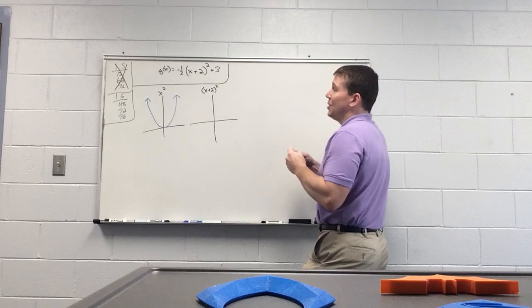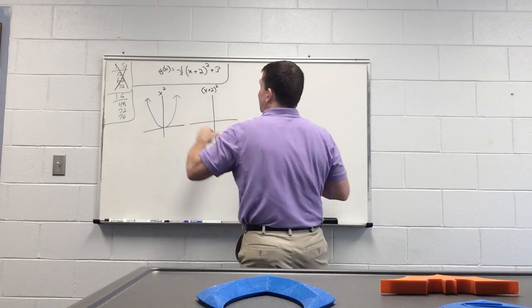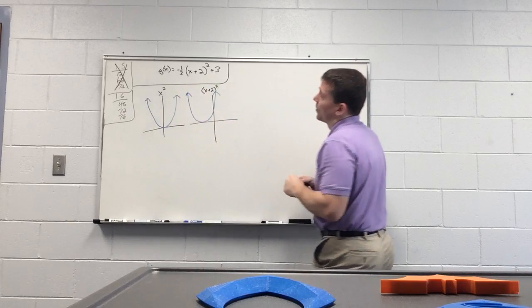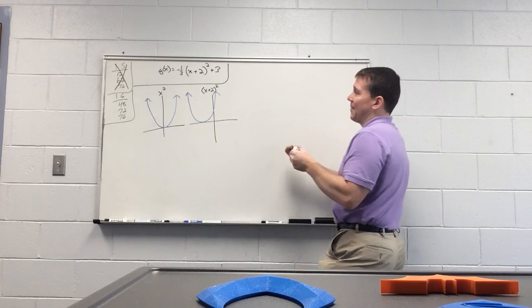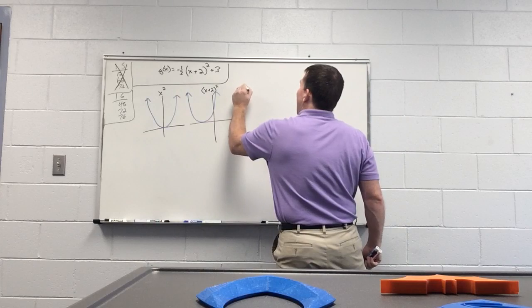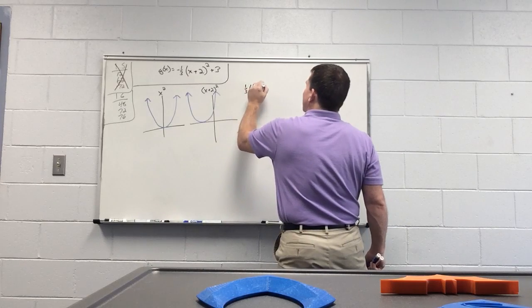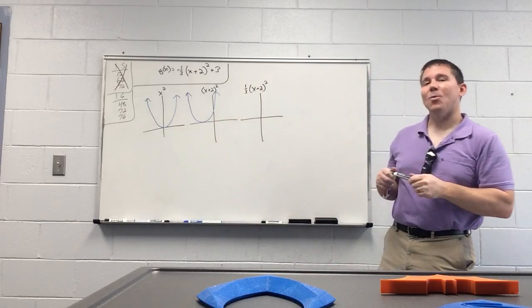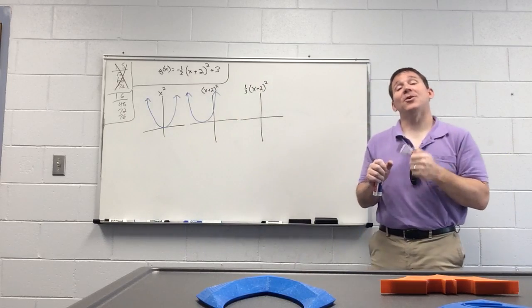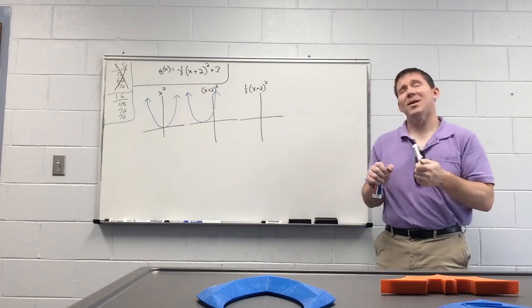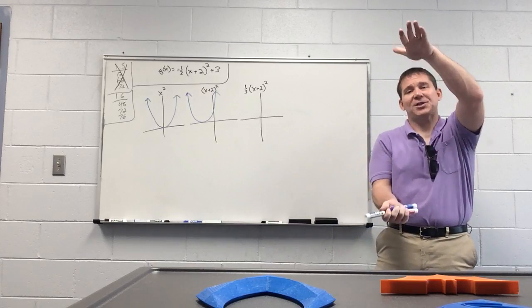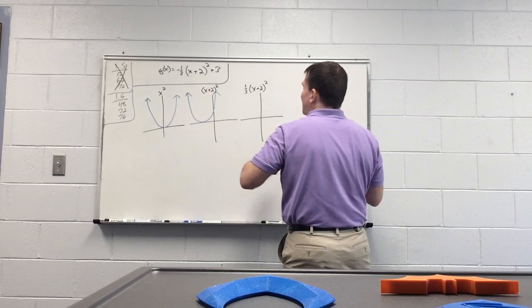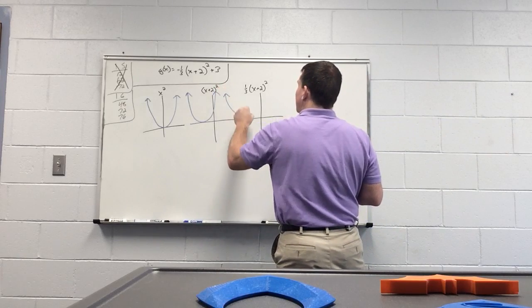What does adding 2 do? Adding 2 shifts me 2 to the left, and my graph looks like that. But I don't have x plus 2 squared. I have 1/3 x plus 2 squared. What does multiplying by a 1/3 do? That's a vertical stretch or compression. Since 1/3 is less than 1, it's a compression. It flattens it out, which in this case means my parabola gets wider. So we'll just do this.